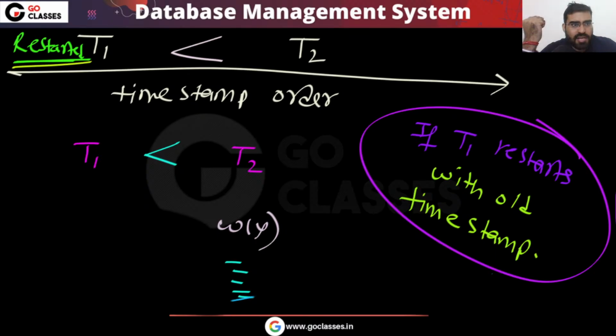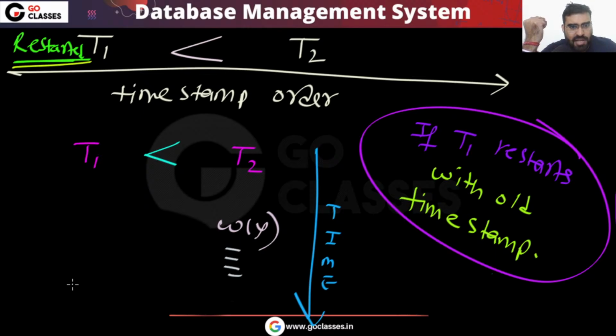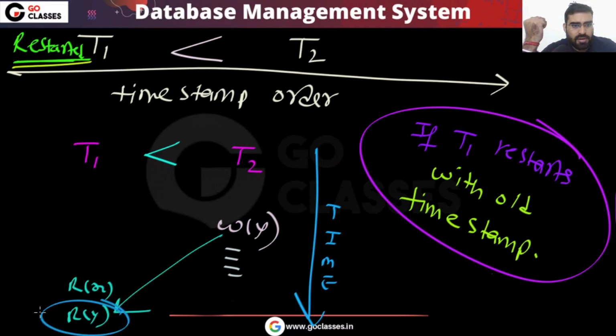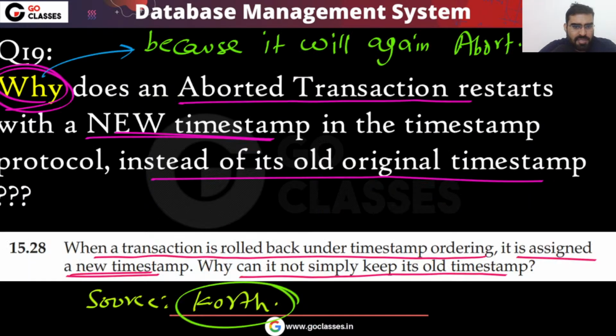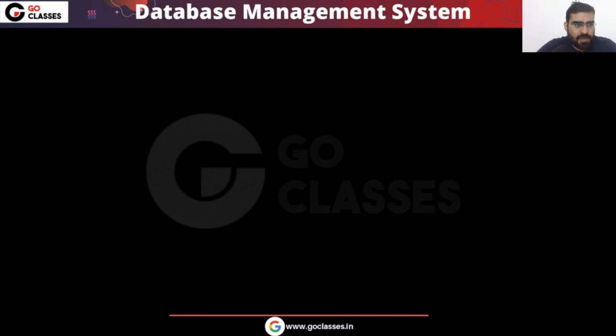Yes or no? Then again what will happen? The time keeps going on like this. It will restart, and the same thing will happen: it will read X, it will read Y. Again this will roll back. Again T1 rolls back. So is this crystal clear that we cannot restart any transaction with the old timestamp?